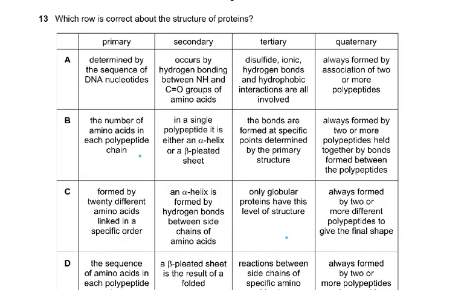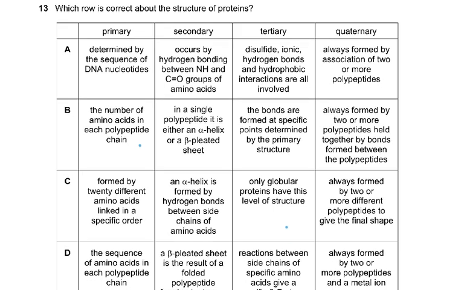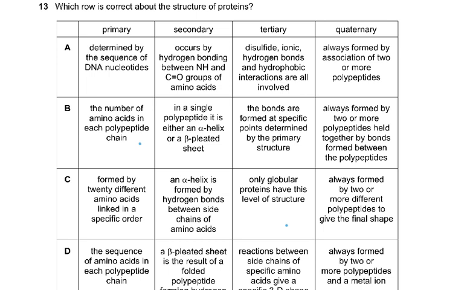Now coming to question number 13, which row is correct about the structure of proteins? Now whenever you get such a table, you've got to figure out where there is a mistake in it. And this is a difficult question. A is primarily determined by the sequence of DNA nucleotides. Occurs by hydrogen bonding between NH and CO, disulfide, ionic, hydrogen. This is correct. This is correct. This is correct. Always formed by association of two or more polypeptides.